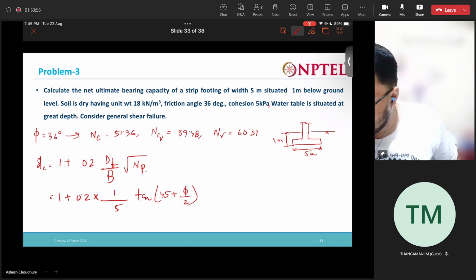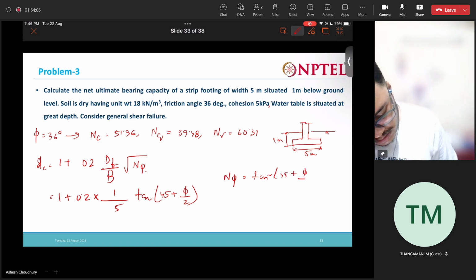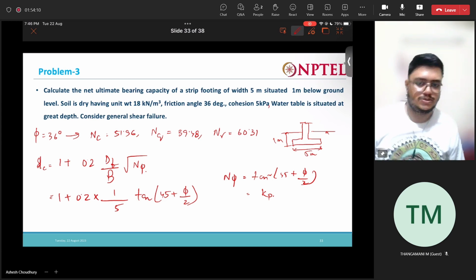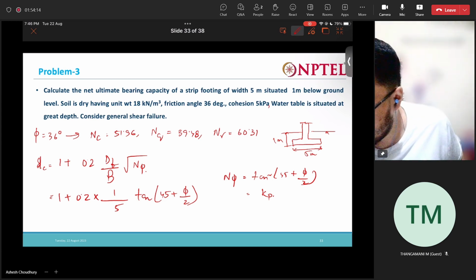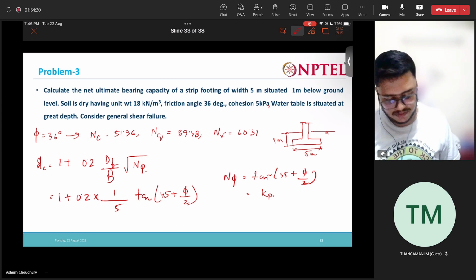Yeah. So Nφ is tan squared of (45 plus φ/2). It's nothing but Kp, the passive earth pressure coefficient, not the active. So root over Nφ means tan(45 plus φ/2).